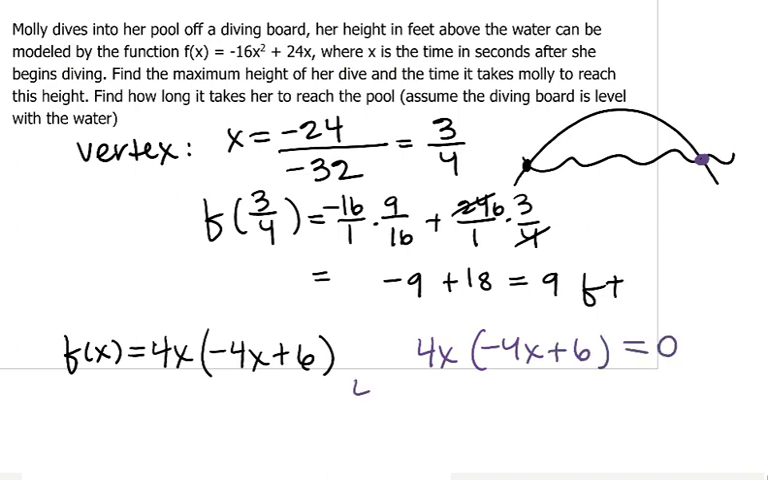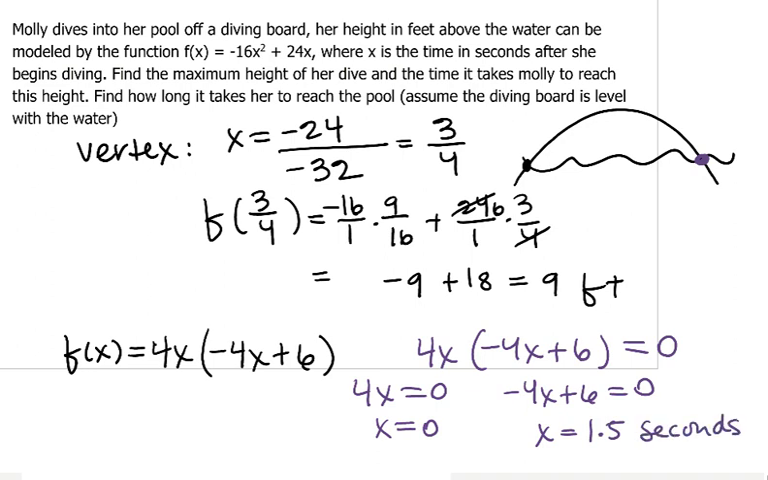That means that either 4x equals 0, which happens when x equals 0. Now, I already knew that she started out at the water level when she started her dive, so I'm not really that interested in that. What about negative 4x plus 6 equals 0? I think that's going to be our time. So I subtract 6, I'll have negative 6, and divide by negative 4. Negative 6 divided by negative 4 is 1.5. So it appears that she is going to hit the water after 1.5 seconds, which actually makes sense because of the symmetry of the parabola. I think that's all I've got for you today.